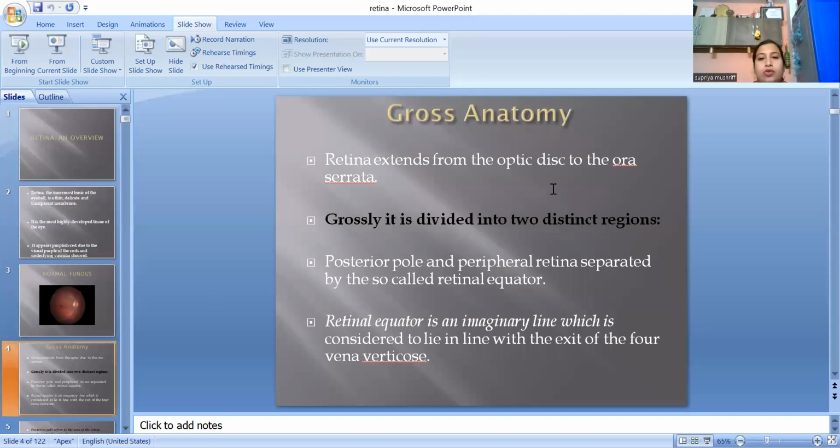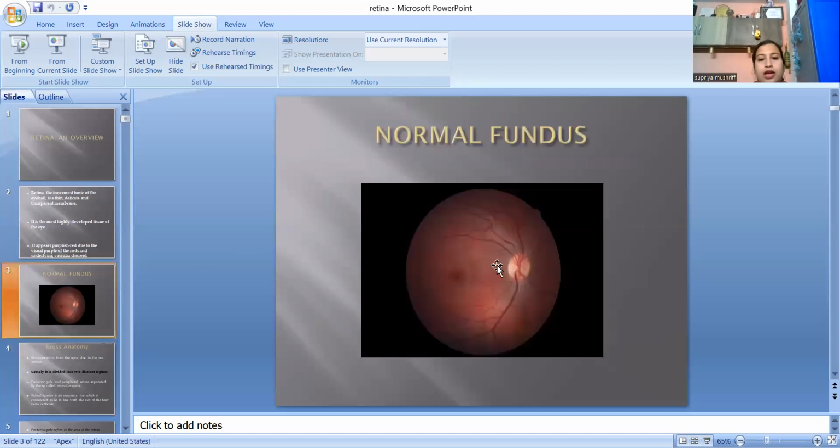So retina extends from the optic disc to the ora serrata. Here we can see retina from optic disc to ora serrata. Now I will tell you what is ora serrata. The equator is an imaginary line which separates the peripheral retina from the central retina, and where the peripheral retina ends, which is not in the picture, you have to imagine it, it ends at the ora serrata.